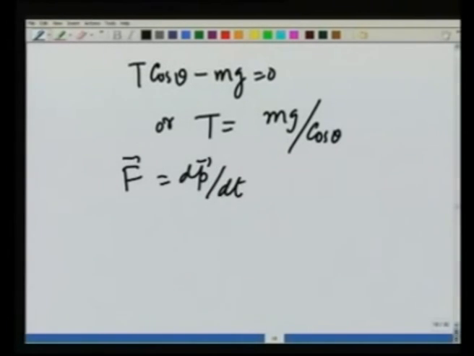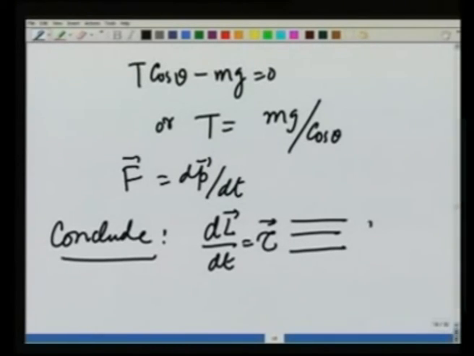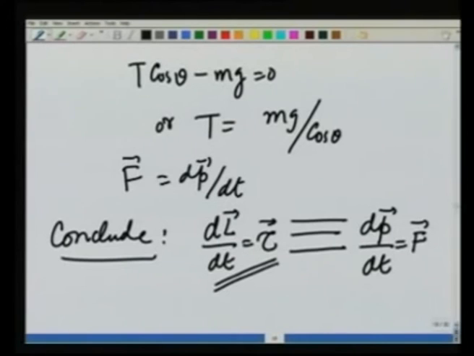So, what we conclude is that dL/dt equal to tau is absolutely equivalent to dP/dt equals F. The only subtlety is that in applying this, I may have to take torque and angular momentum about two different points.